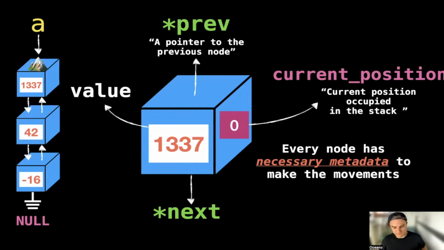As you can see, the struct, of course, contains the value, which is the number. In the first case, I have 1337. Then I have the current position, which is metadata that is going to be useful for the algorithm itself, so you can forget about it for now. And then, very important, every node has a pointer to the previous node and to the next node. This allows us to create a linked list, basically a series of nodes chained one to each other inside the heap.